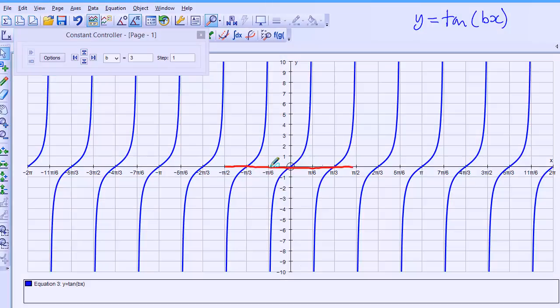So we can see now that one standard part of the graph here goes from -pi by 6 to pi by 6, meaning a period of pi by 3.